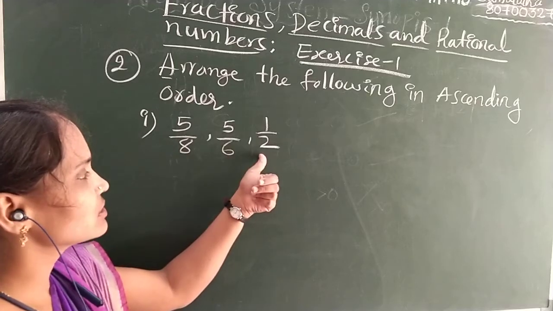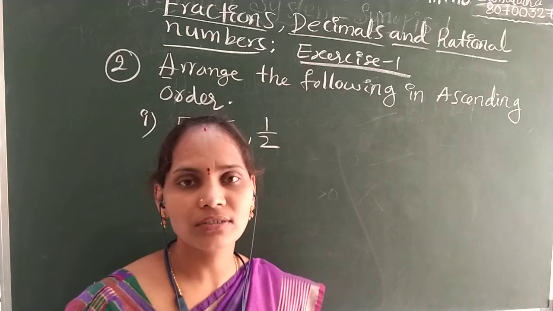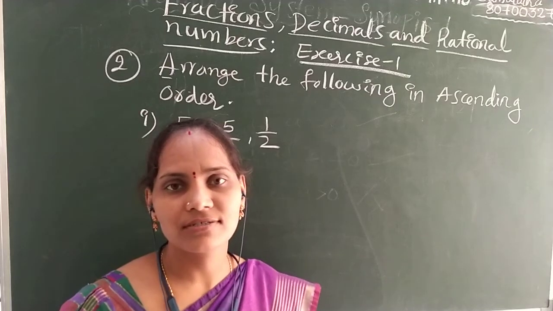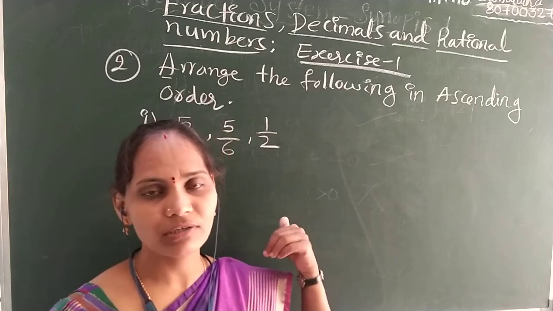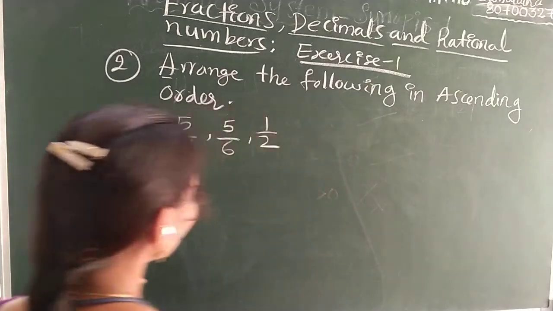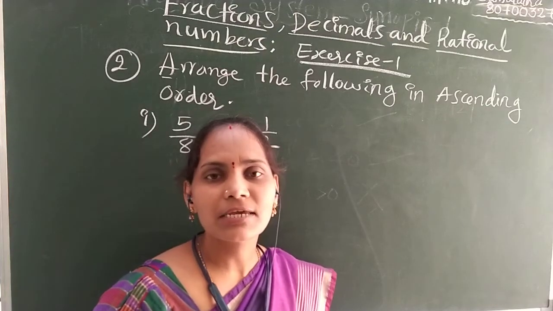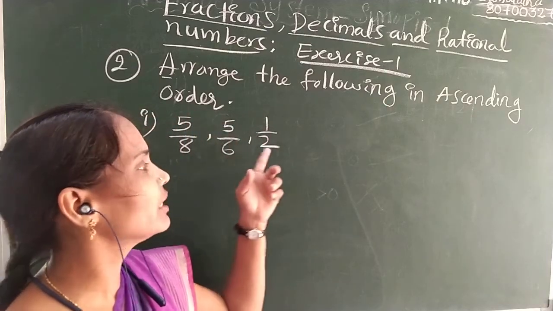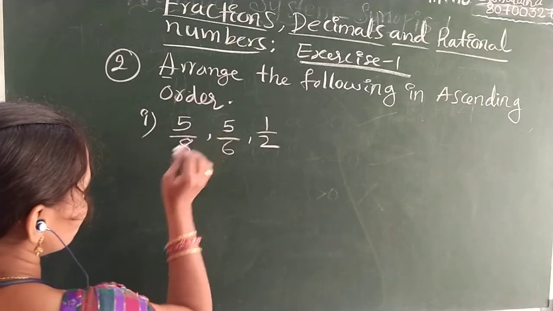If you see these fractions, can we know directly which is the smaller fraction and which is the greater fraction? No, we cannot find out. Why? Because these are unlike fractions. Whenever unlike fractions are there, we cannot find directly. First we have to convert unlike fractions into like fractions. How can we convert it? What is a like fraction? Fractions which have the same denominators are like fractions. See here, these are unlike fractions because different denominators are there. First you have to convert them into like fractions.